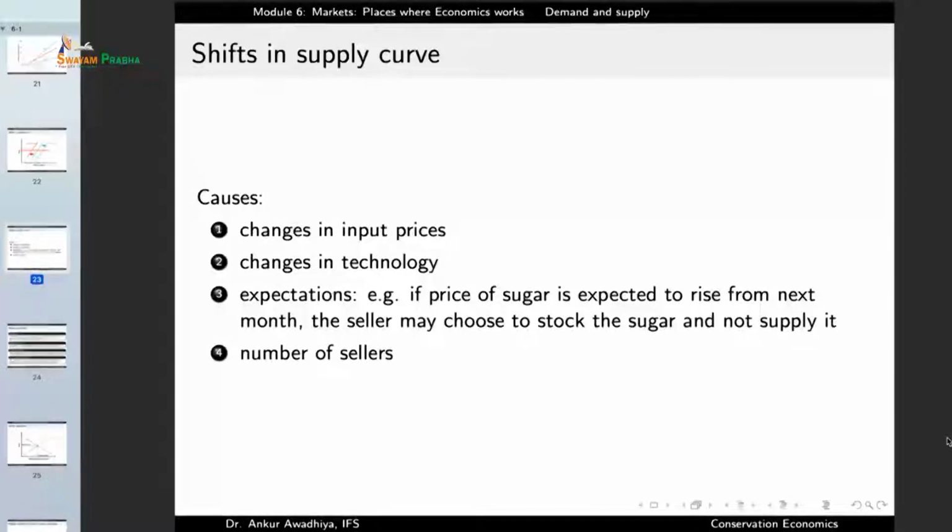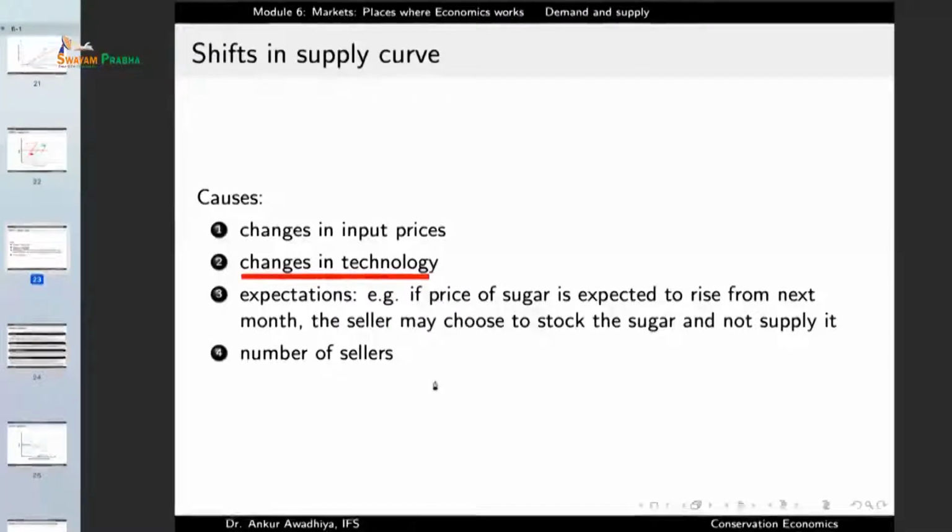Similarly, if the cost of inputs goes down, that is, if it has become cheaper to purchase flour and sugar, then probably each seller will be able to supply more of the cakes at any given price point. And so we will see a shift in the supply curve towards the right, which will show us an increase in the supply. So the shifts in the supply curve can be caused by changes in the input prices or because of changes in technology, which also changes the cost of producing a cake.